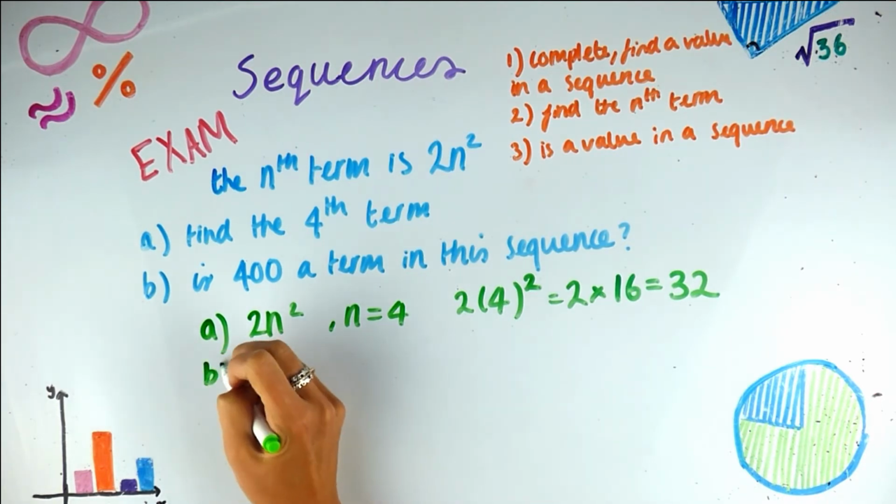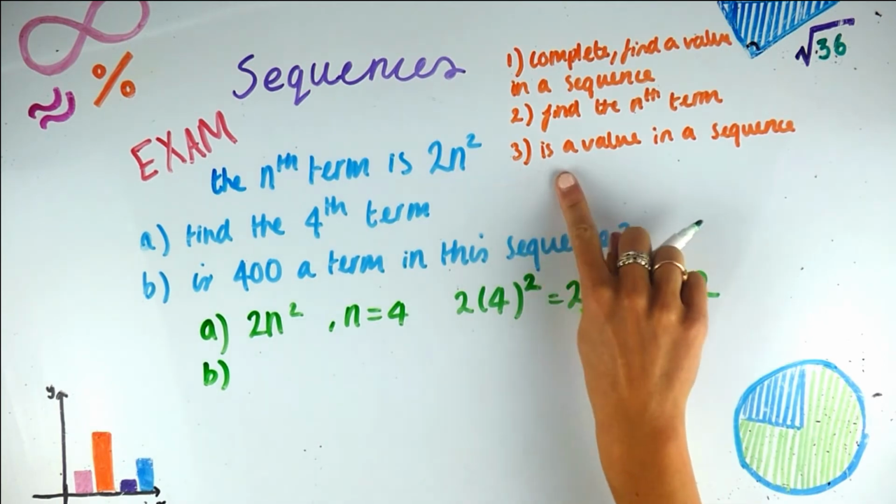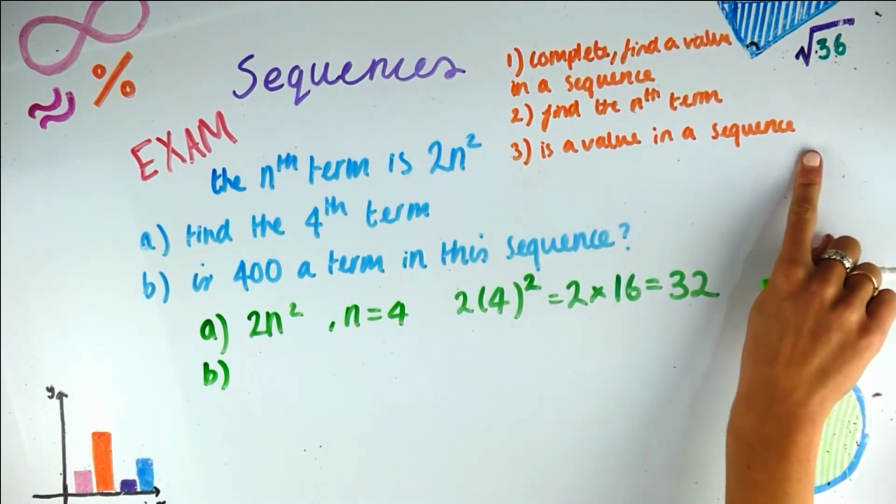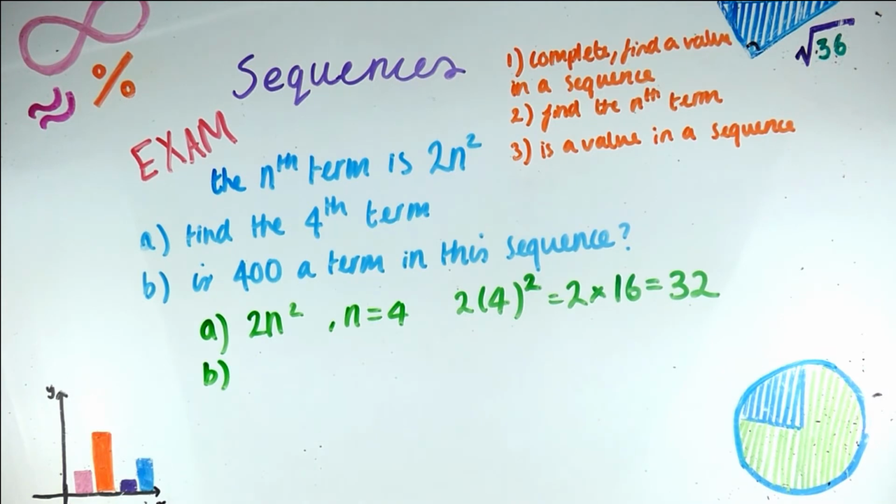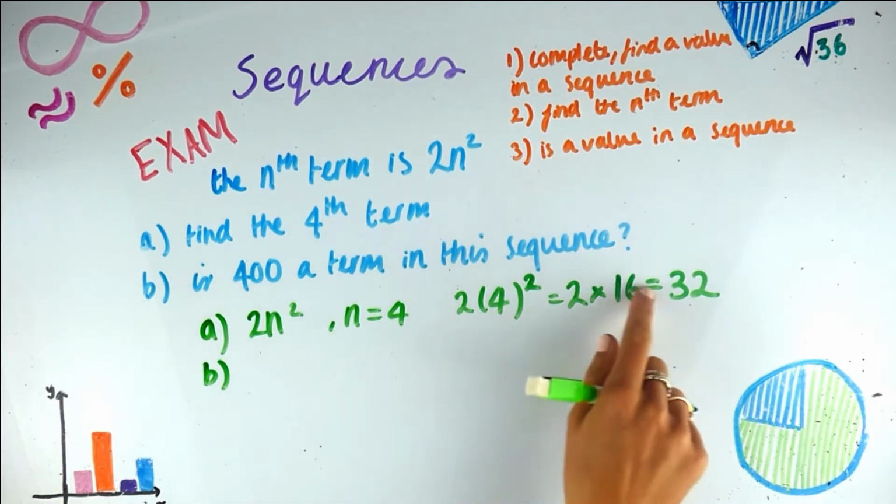If we do part B, this is now a 3-1, is a value in the sequence. So this is a bit harder. So is 400 a term in this sequence? This is how you would do a 3 question. And I think this is my only example of this, so try and pay attention. So is 400 a term in the sequence?